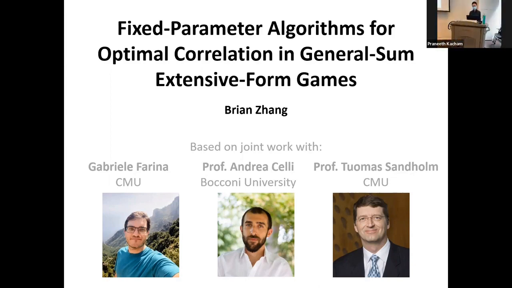Okay, thank you, Praneet, for the introduction. Today, as he said, I'll be talking about fixed parameter algorithms for optimal correlation in general sum extensive form games. That's a mouthful, but I'll explain what all of that means. This is based on a very recent joint work, and by very recent, I mean one of these preprints literally went on arXiv last week with Gabriele Farina, Andrea Celli, and my advisor, Thomas Zhang.